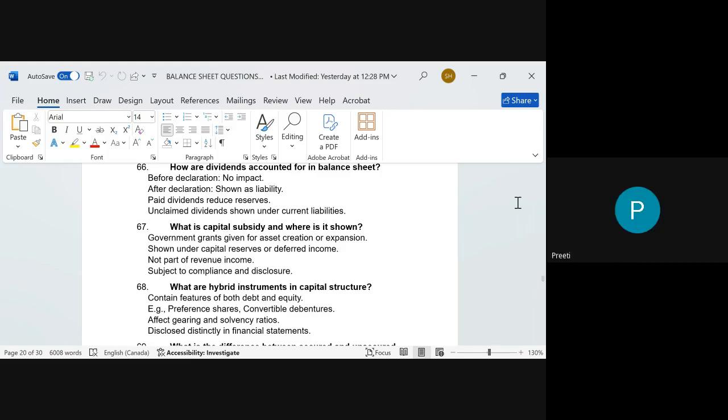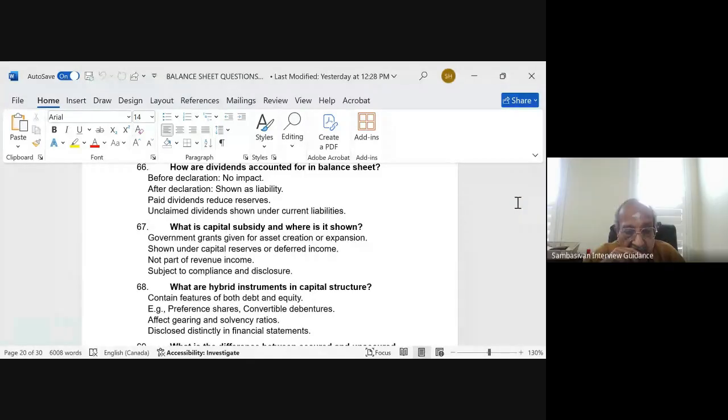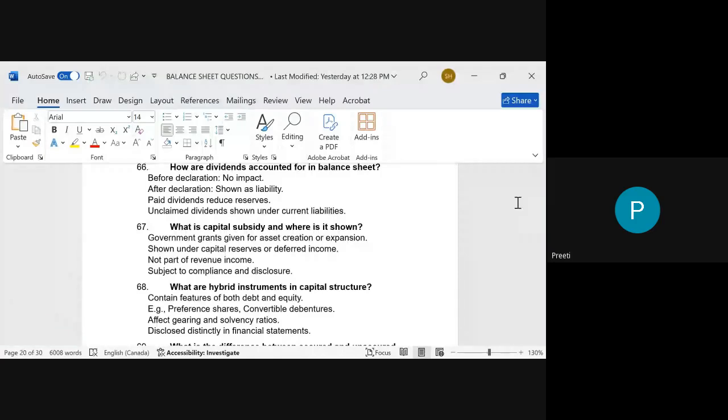Yes, sir. Before declaration of dividend, there is no impact in the balance sheet. We don't account for it. But after declaration, it is shown as a liability, and the dividends are paid from the reserves created by the company. And unclaimed dividends, the dividends which are not paid by the company, are written under current liabilities. After 7 years, the unclaimed dividend is transferred into the investor education fund, the investor education and protection fund.